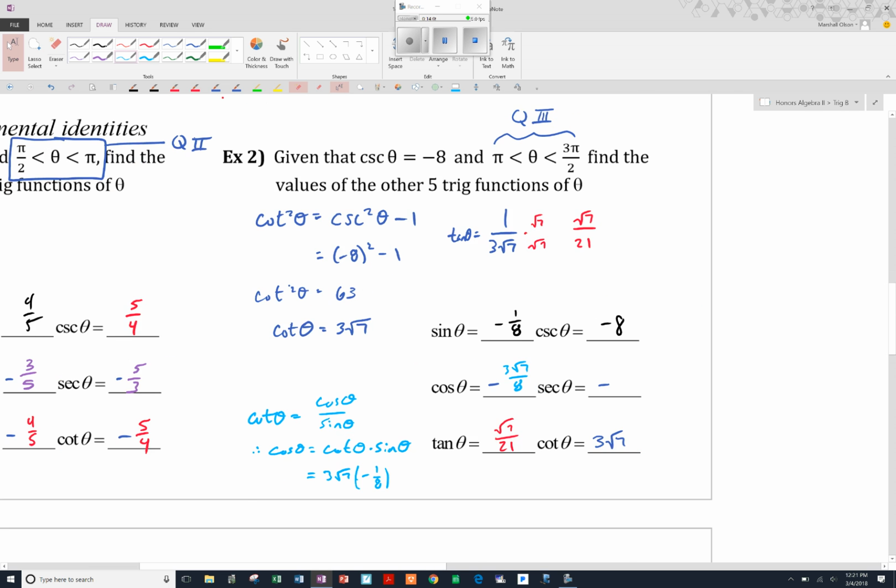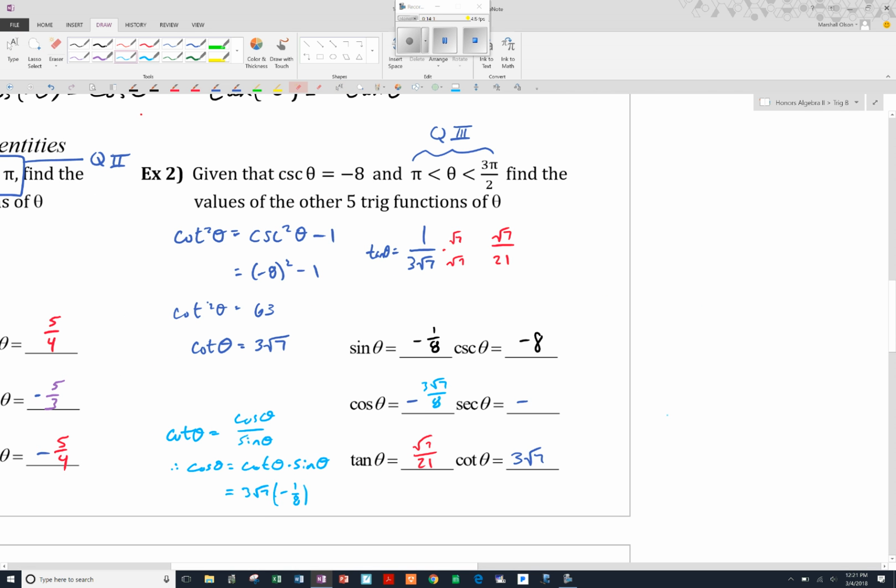And we could flip that, find the reciprocal of that, in order to get secant. Do a little rationalizing here. We'll have 8 square roots of 7 over 3 times 7, which is the 21 again. So that is evaluating.